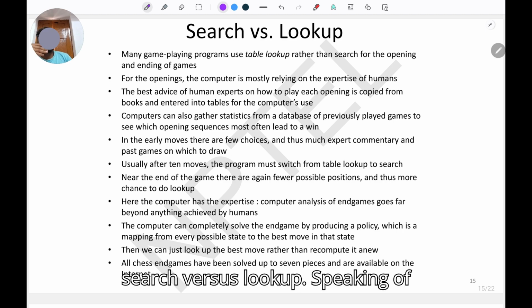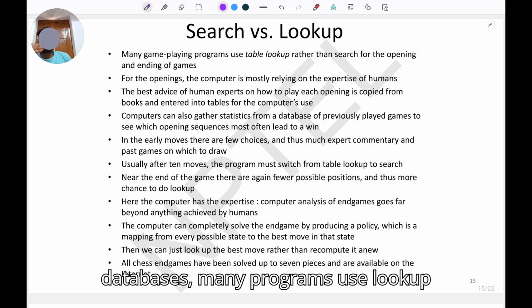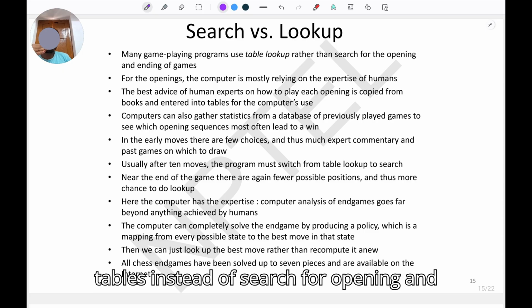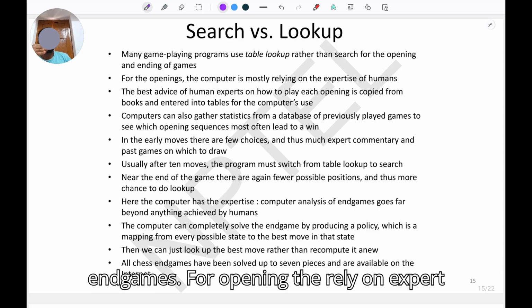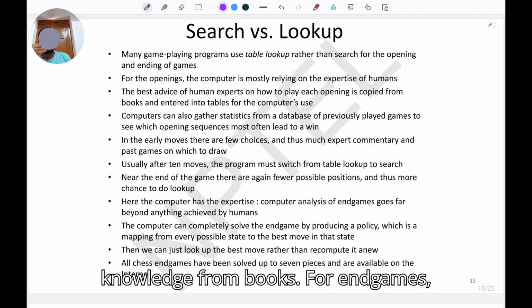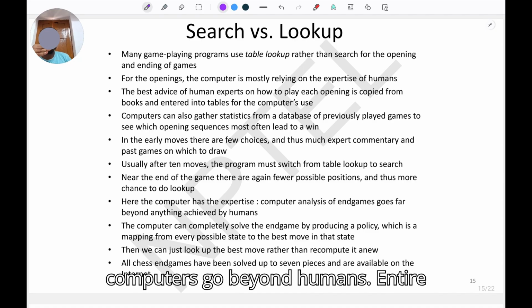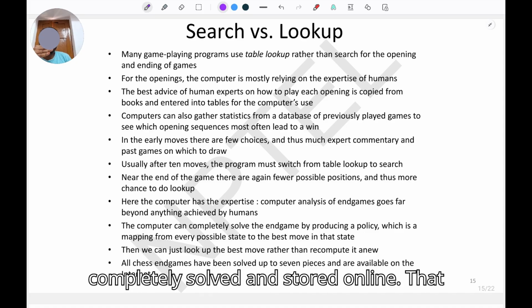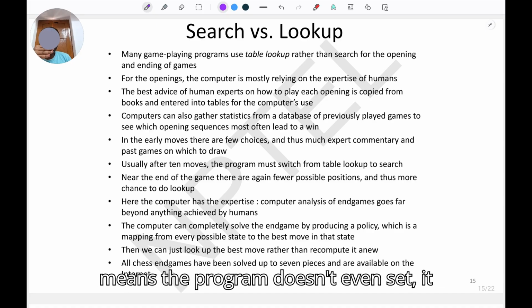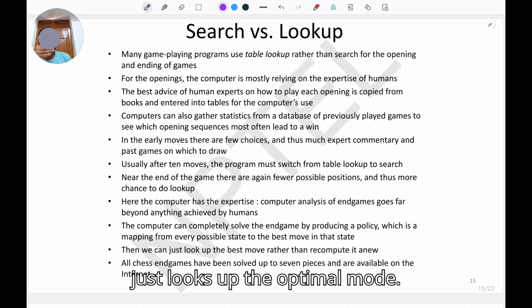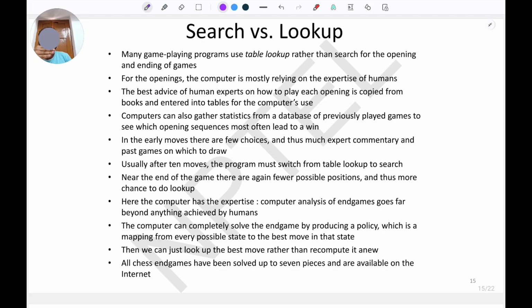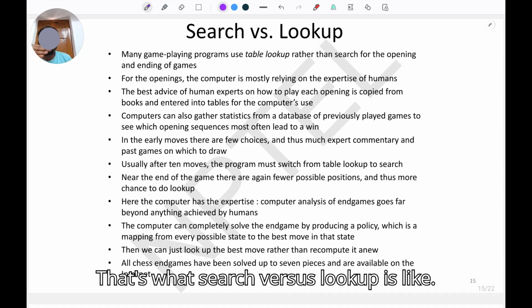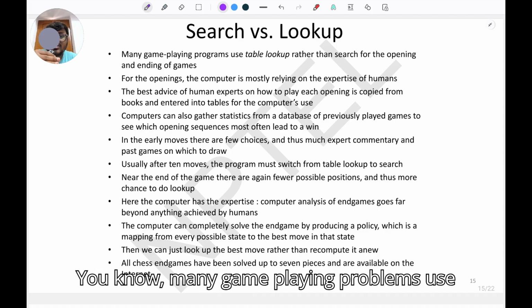Search versus lookup. Speaking of databases, many programs use lookup tables instead of search for opening and end games. For openings, they rely on expert knowledge from books. For end games, computers go beyond humans. Entire end games up to 7 pieces have been completely solved and stored online. That means the program doesn't even search, it just looks up the optimal move. That's what search versus lookup is. Many game playing problems use table lookup.